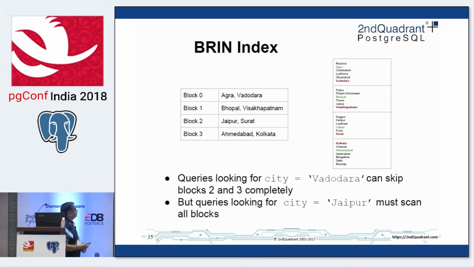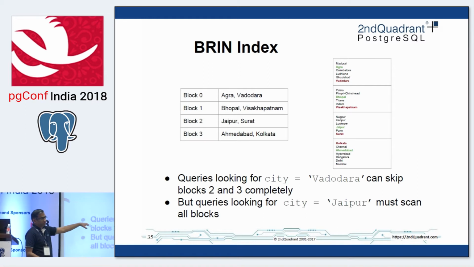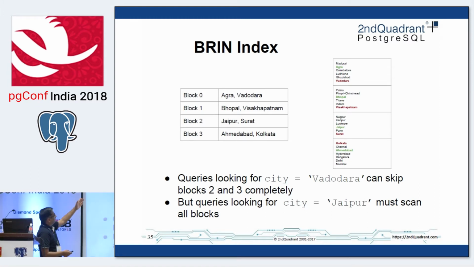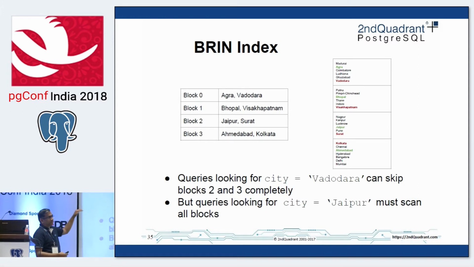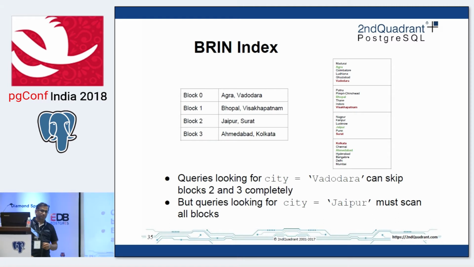I'm sorry if those words are not readable, but what I'm trying to show here is a heap of 4 blocks, blocks 0 to 3, and in every block there is a set of tuples. The first block contains Madurai, Agra, Coimbatore till Vadodara. Now the data within that block is not sorted, and it has a mix of data. But what we know is the minimum value in that block is Agra and the maximum value is Vadodara. And similarly, we can find information about every block.